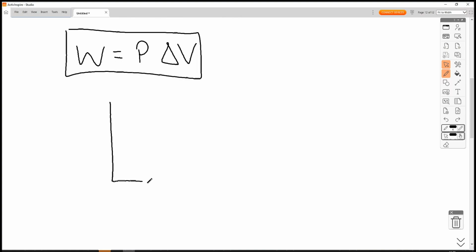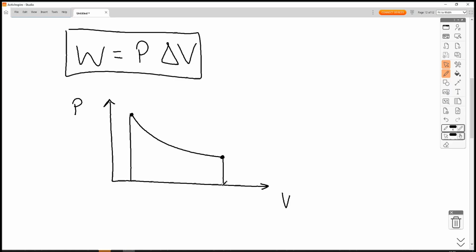Now, if we have a case where we don't have a straight line, for example if we have some sort of a curve, then the work done is still going to be the area underneath that graph.